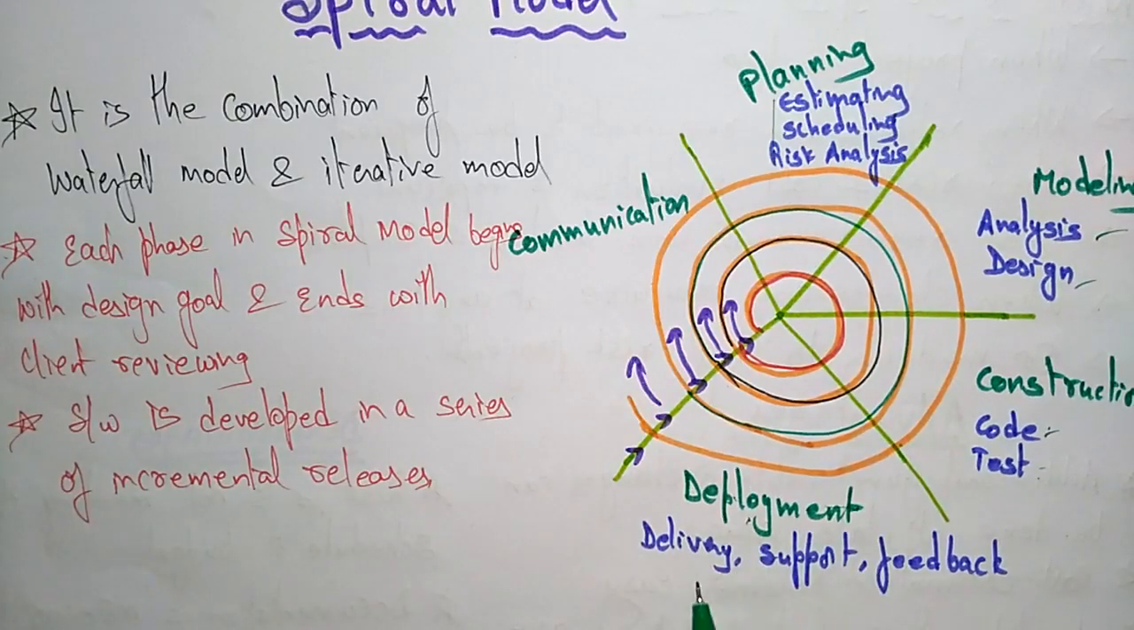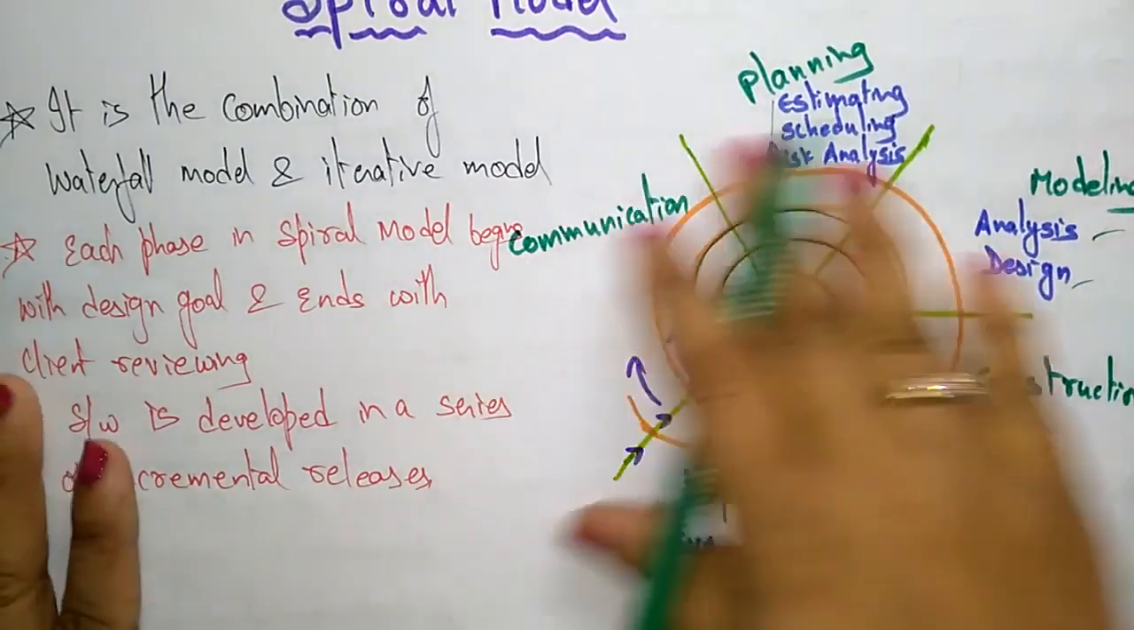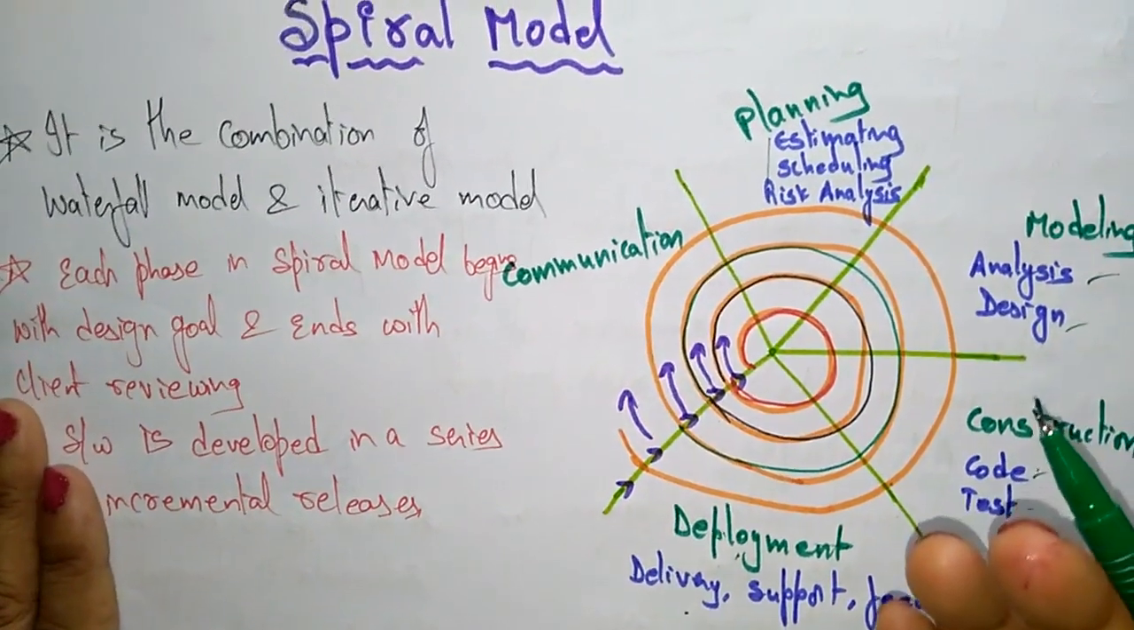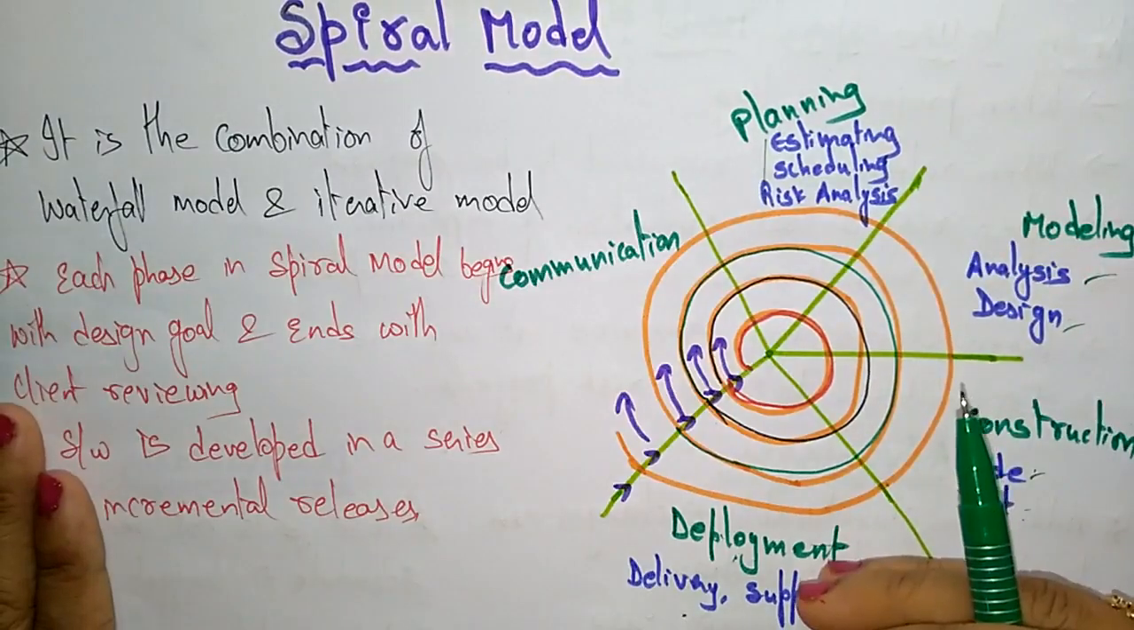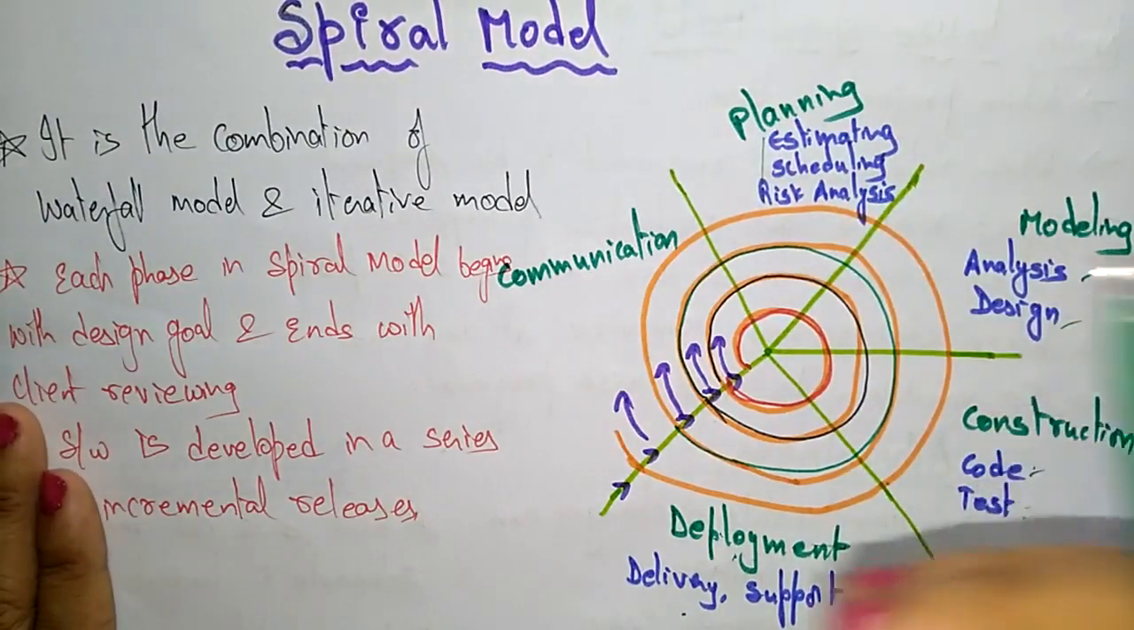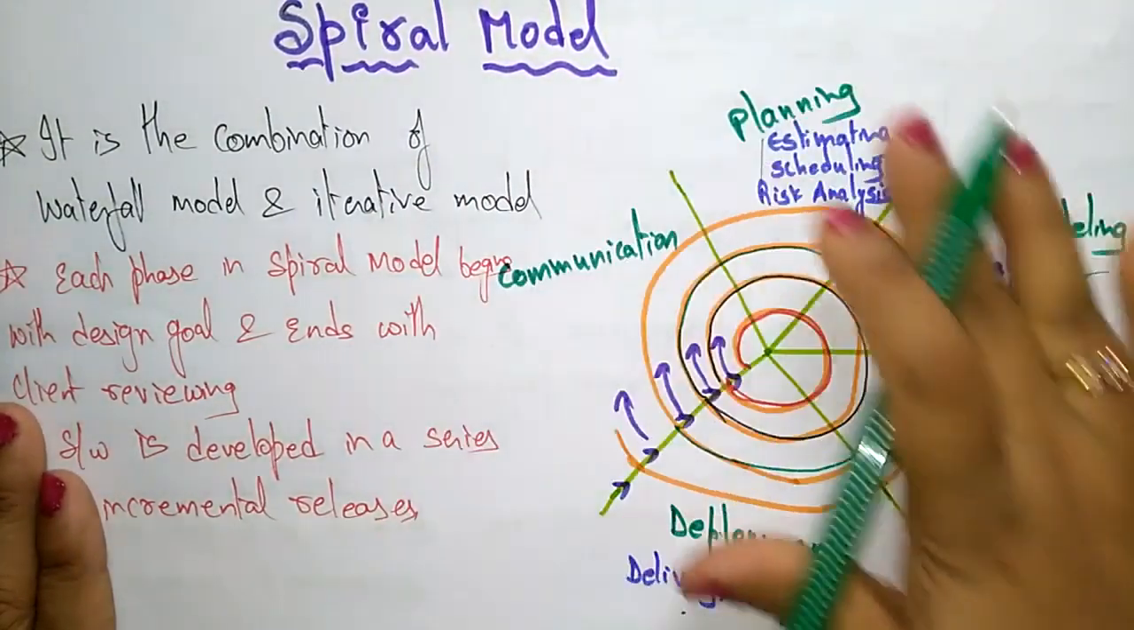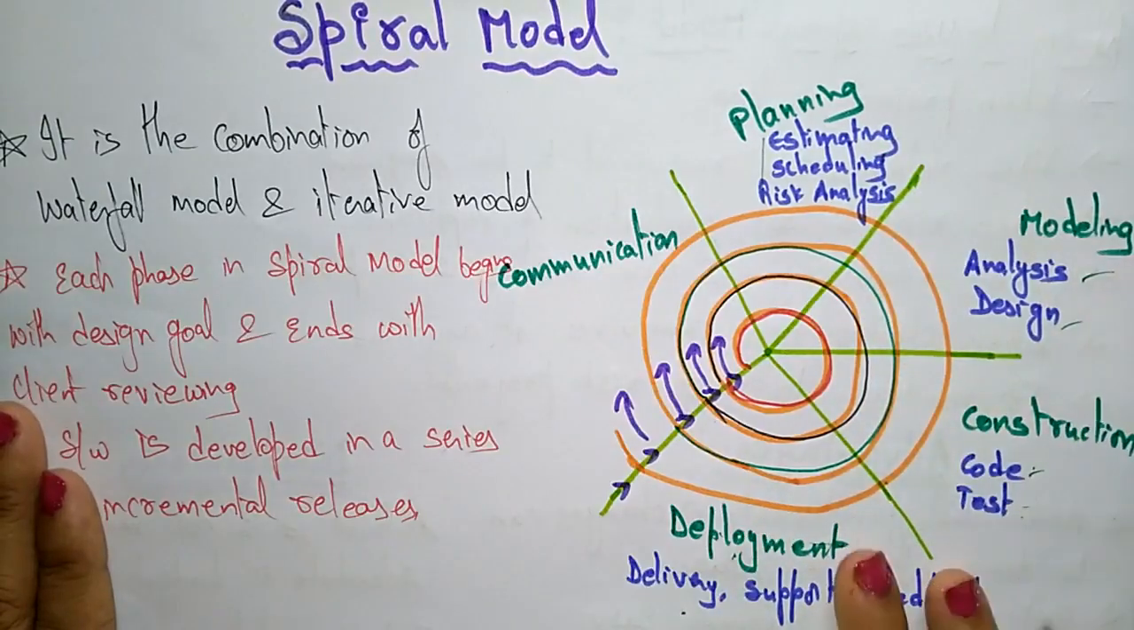In the deployment phase you come across the delivery of the project and the support, if the customer needs any. Regarding the project, if there is any support requirement, the developers have to provide that support and collect feedback from the customers. So these are all the different phases: planning, modeling, construction, deployment, communication. Whatever model you have taken, these phases will come.